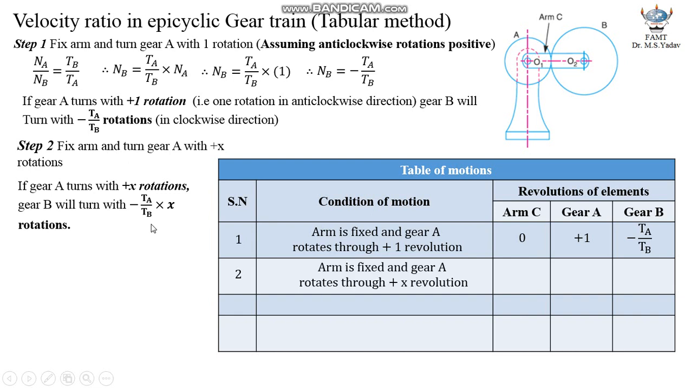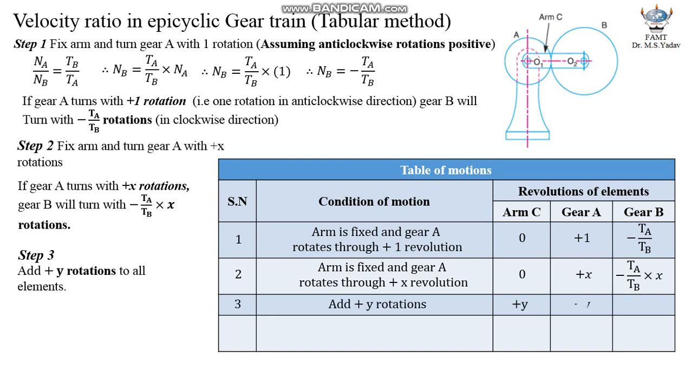So, condition of motion is arm is fixed and gear A is turned with plus X rotations. Once again, arm is fixed, so 0 in arm C column. Gear A has turned through plus X rotation and gear B will be turning with minus TA upon TB into X rotations. In the third step, let's add plus Y rotations to all elements, that is arm C, gear A and gear B. Finally, the total motion will be calculated.